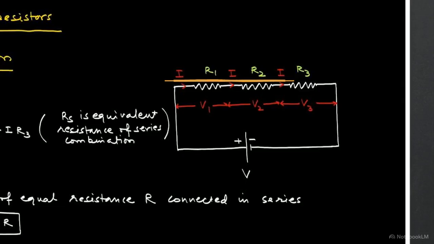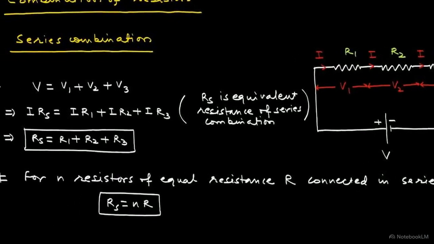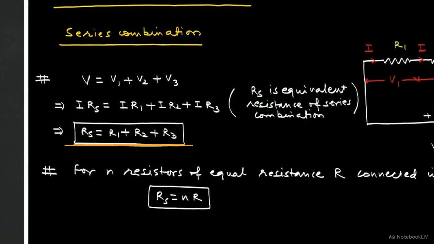For series combinations, current remains constant while voltages add up. This results in the additive formula shown here. R sub S equals R1 plus R2 plus R3.